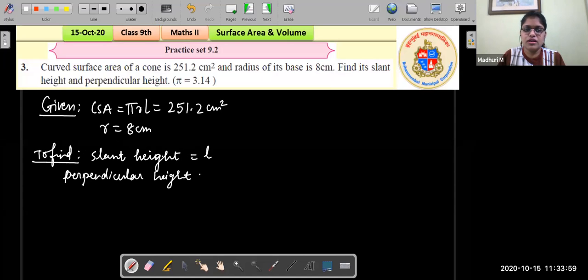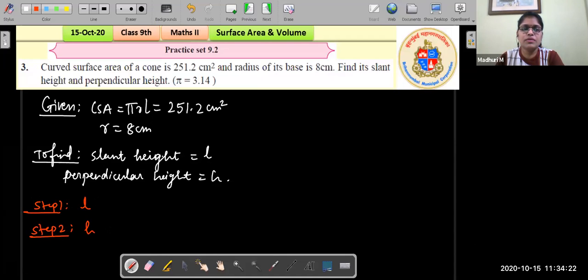So perpendicular height, that is H. All right. And what will be the formula? We will use the formula which is given, right? We are given CSA. So we will start with using that formula to find L. So the road map will be step 1, we will find L using CSA, and then step 2, we will find H using which formula? That is L squared equals R squared plus H squared, right?